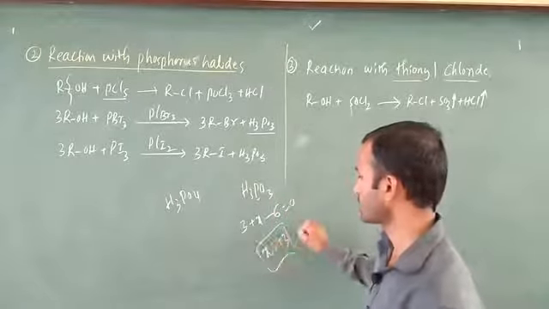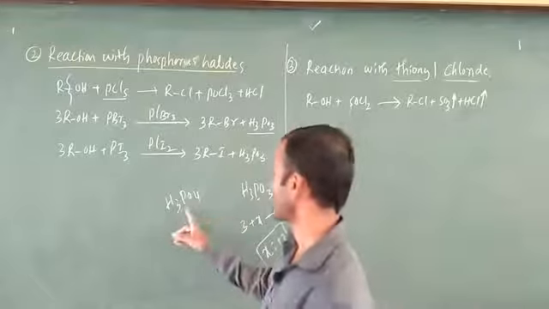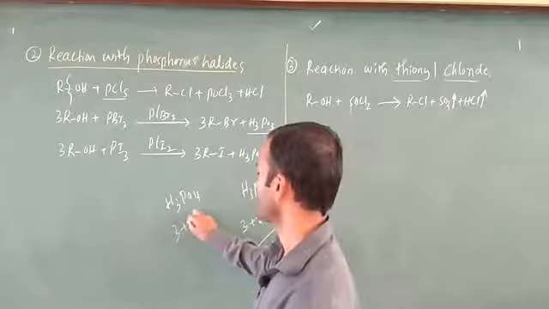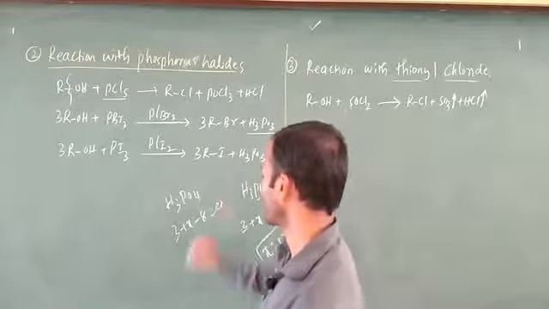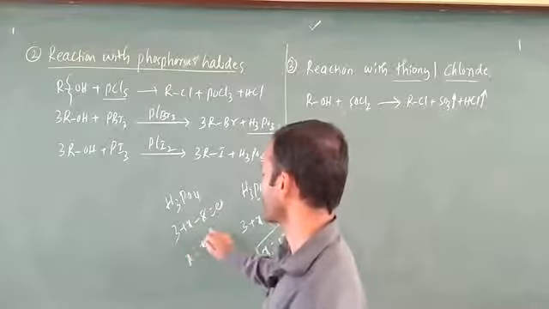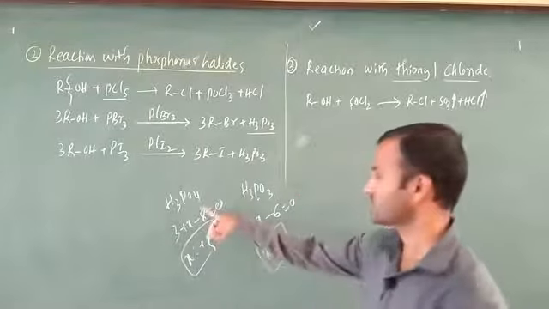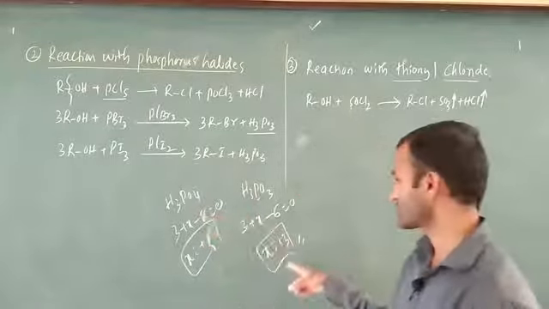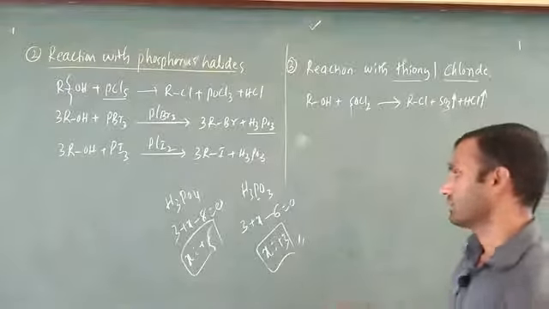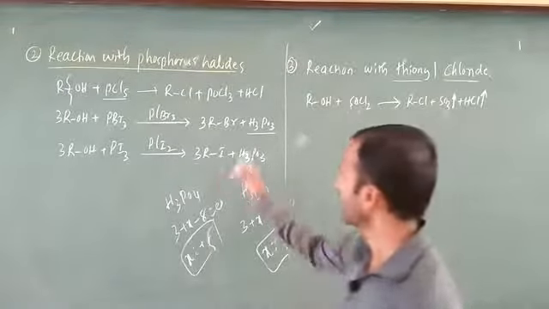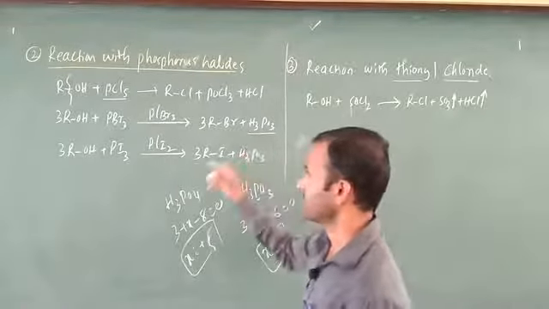I am going to get +3 for H3PO3. But for H3PO4, phosphorus: 3 plus x minus 8 equal to 0. The oxidation state in this case is +5. That is why they call it orthophosphoric acid. Is it clear? That is why in the other case it is orthophosphorous acid. Next reaction.